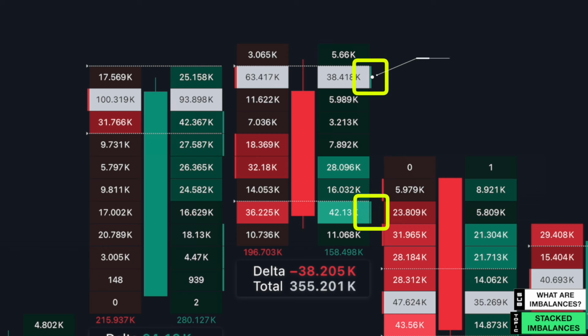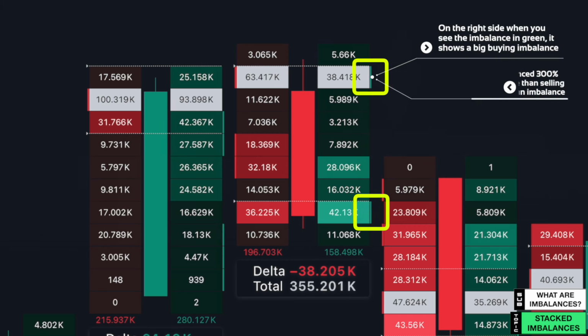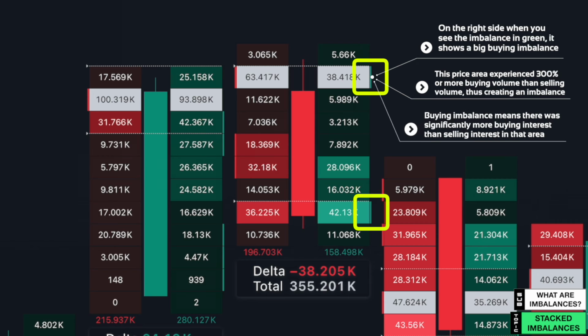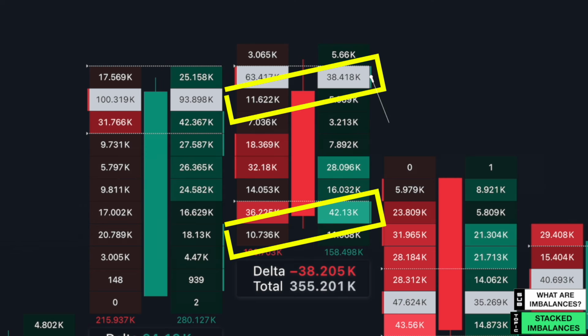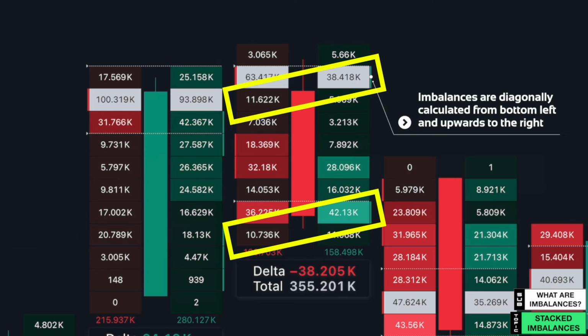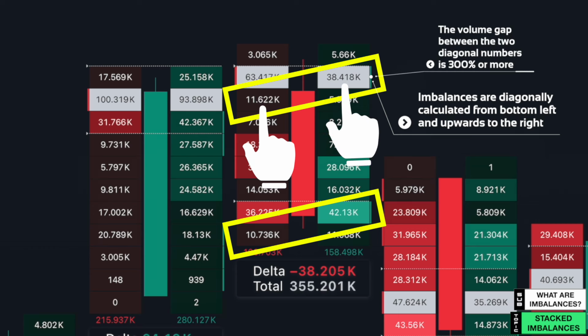On the right side, when you see the imbalance in green, it shows a big buying imbalance, meaning that price area experienced 300% or more buying volume than selling volume, thus creating an imbalance because there was significantly more buying interest than selling interest in that area. Imbalances are diagonally calculated from bottom left and upwards to the right. So when you see a buy side imbalance, you're looking at this number here against the highlighted number here, and the volume gap between the two numbers is 300% or more.